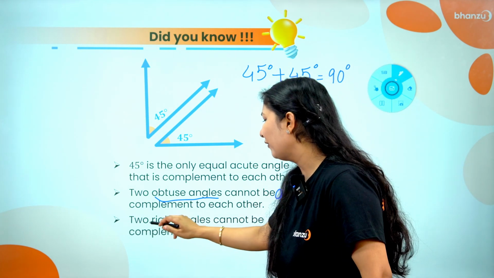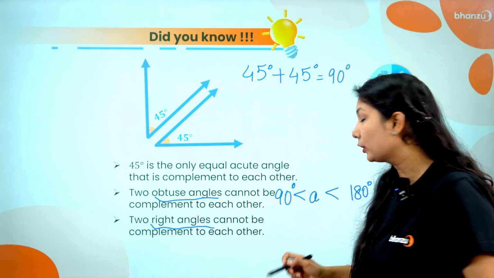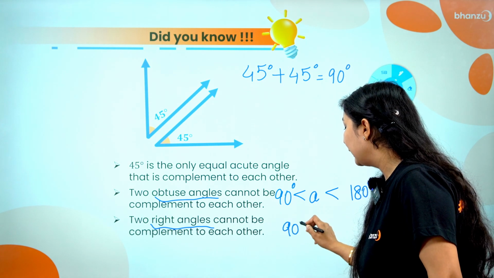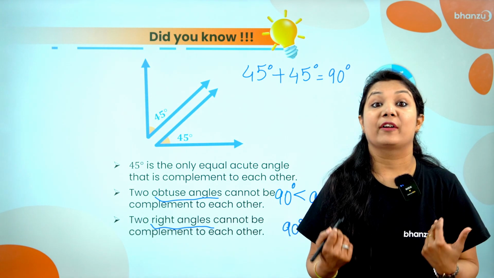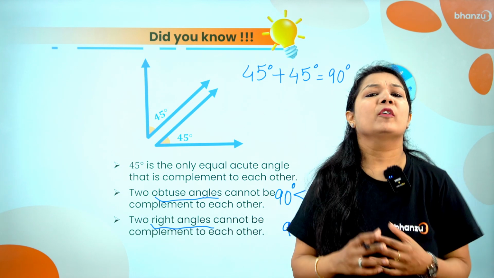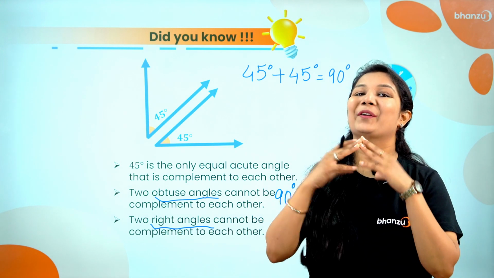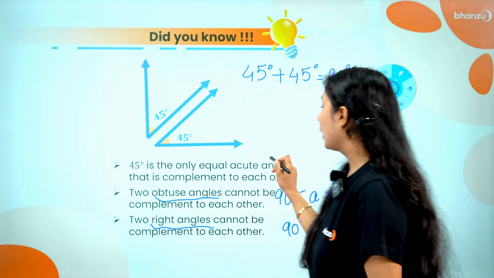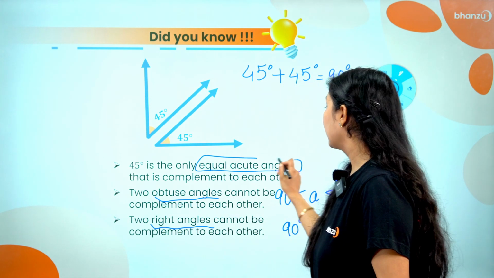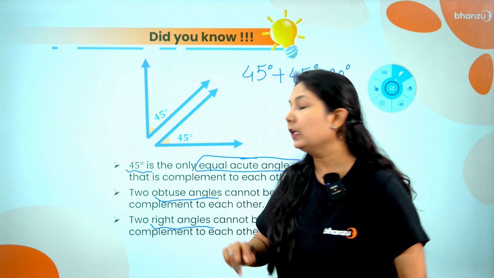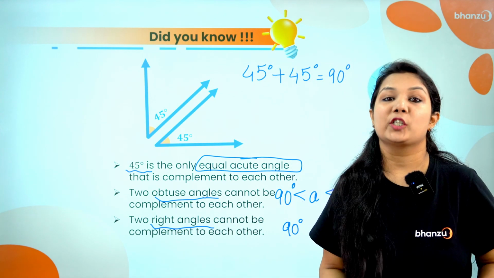And why don't we have right angles as complement to each other? Because each right angle is 90 degree only. So if I would add 90 degree and 90 degree, we would get 180 degree, which is not a pair of complementary angles. So if we talk about equal acute angles, it's only 45 degree that is complement to each other, right?